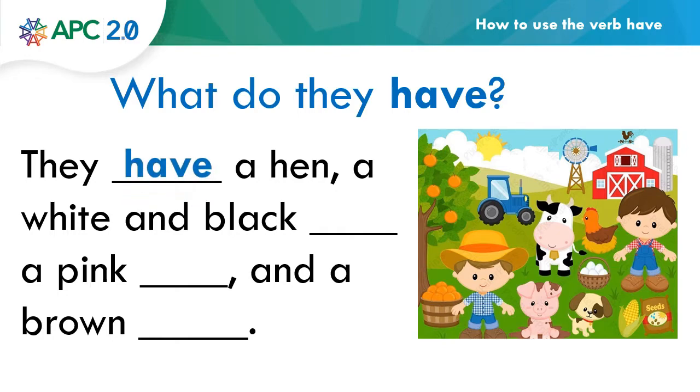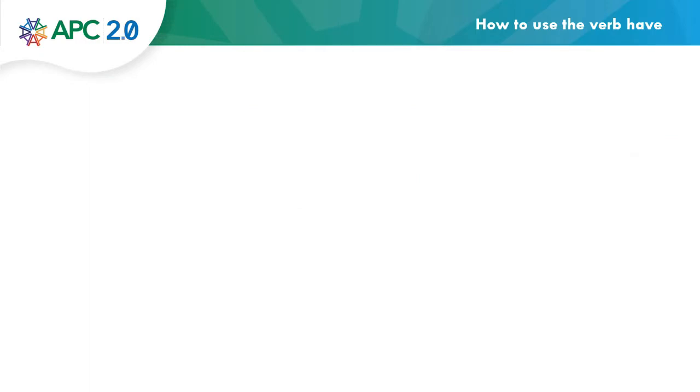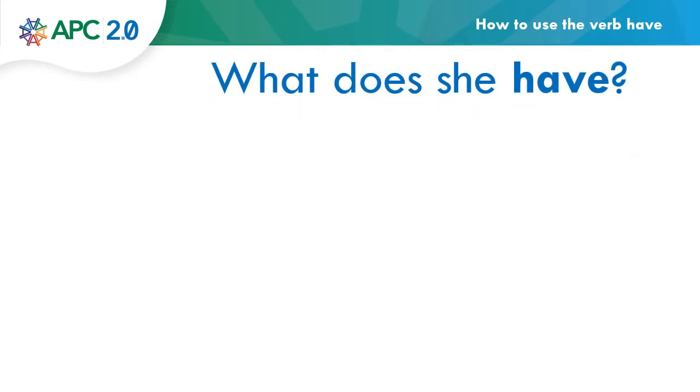Let's check the answers. They have a hen, a white and black cow, a pink pig, and a brown dog. Good job, kids. Let's continue. What does she have?